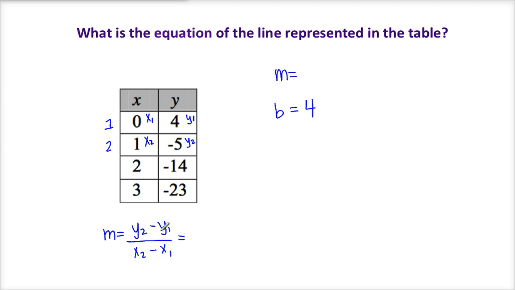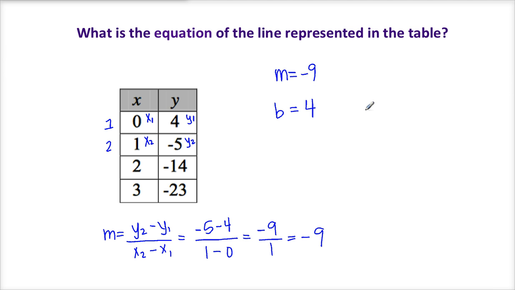So we have y2 minus y1, -5 minus 4. And on the bottom, x2 minus x1, 1 minus 0. Okay, -5 minus 4 is -9. 1 minus 0 is 1. And -9 divided by 1, that's just -9. So the slope of this line is -9.